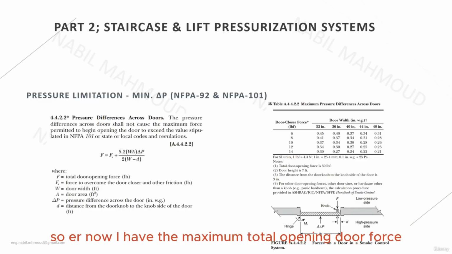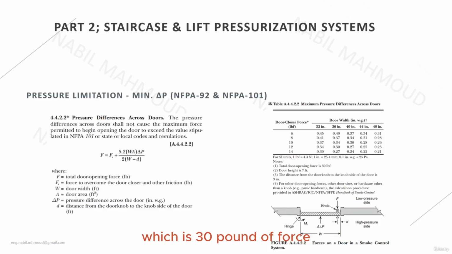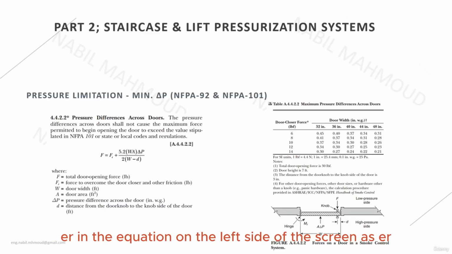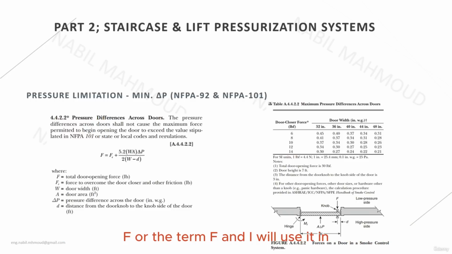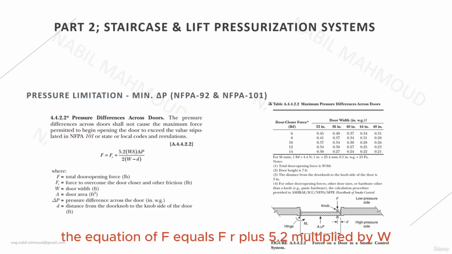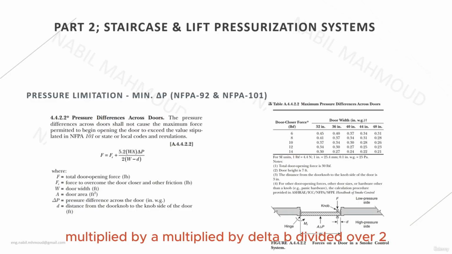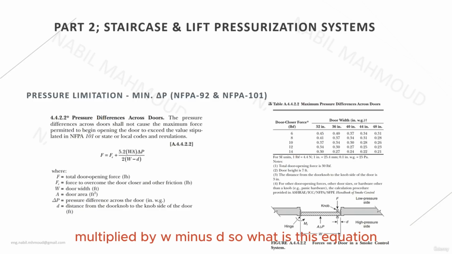So now I have the maximum total opening door force, which is 30 pound of force. I will use it in the equation on the left side of the screen as F, or the term F, and I will use it in the equation of F equals Fr plus 5.2 multiplied by W multiplied by A multiplied by delta P, divided over 2 multiplied by W minus D.